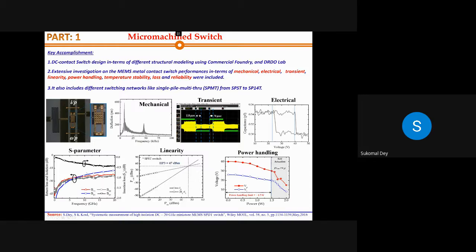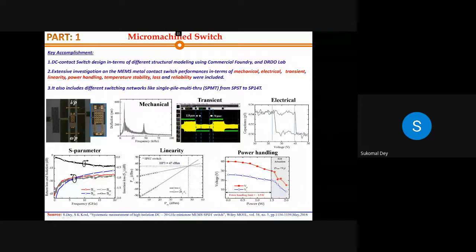Then you can see the S parameters. On the rightmost side is the insertion loss. The leftmost side is the return loss and isolation. The isolation graph is shown in blue color, and you can see that the isolation is close to 17 dB. This switch is measured from 0 to 20 gigahertz, over which your insertion loss is close to 0.4, or you can say close to 0.5 dB, which is quite a good number, and it is broadband in nature.